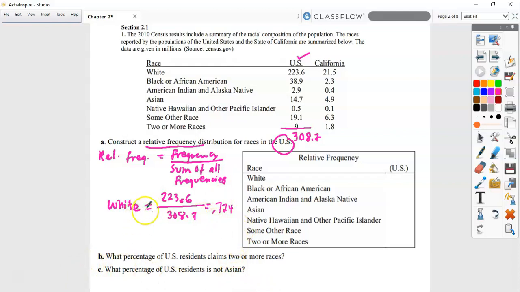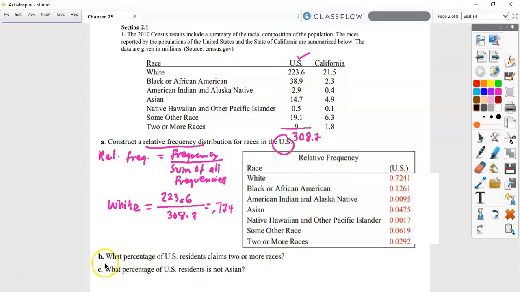So you're going to repeat the same process for Black or African American. So for the Black or African American, you're going to use 38.9 divided by your sum of frequencies, which is 308.7, and it should give you 0.1261. And I have loaded over here to make it faster. So we have all these relative frequency distribution.